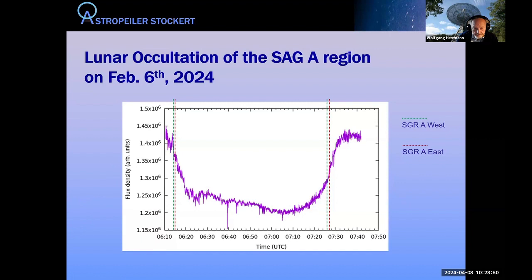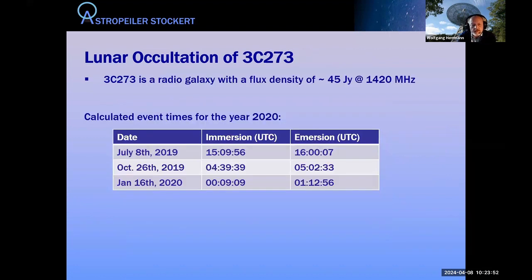All right. Then there is a third lunar occultation that we have observed, and that's a somewhat different story. In this case, it's a radio galaxy, 3C273. And this has a flux density of 45 Jansky. So we're talking about a much weaker source here. Just as a reminder, the moon has 900 Jansky. The Crab Nebula has 900 Jansky.